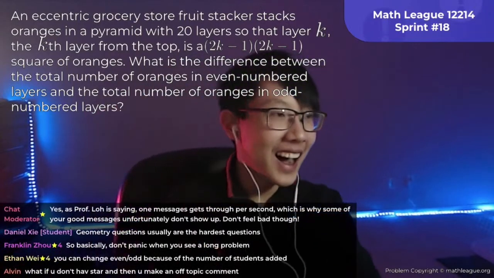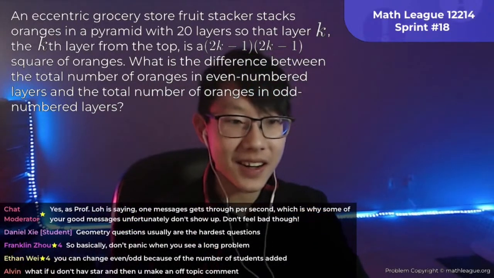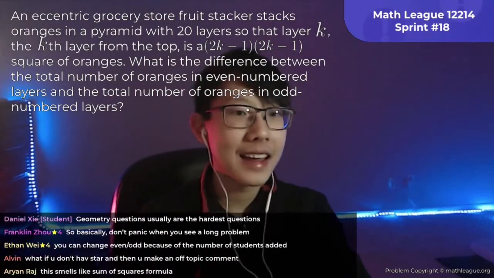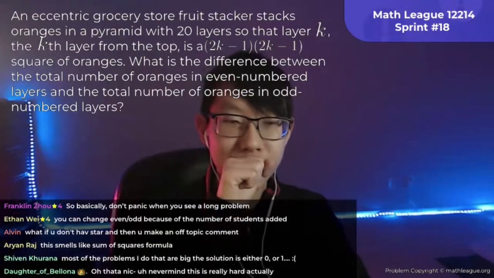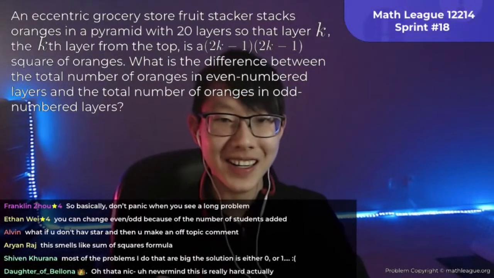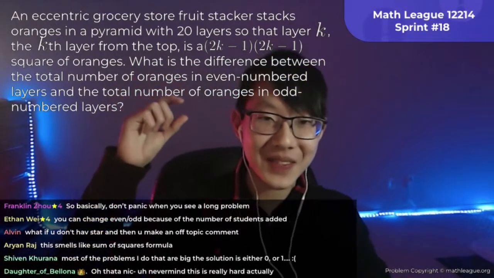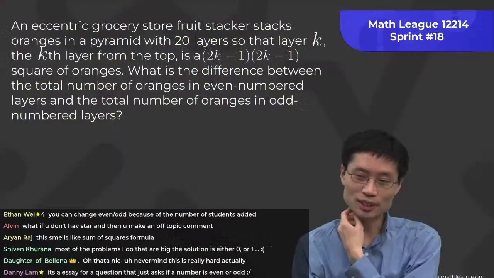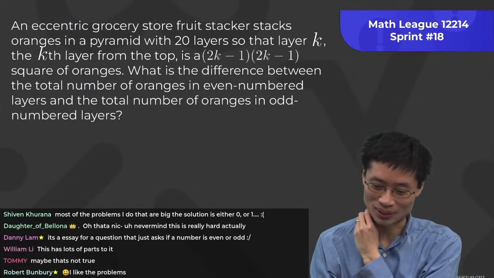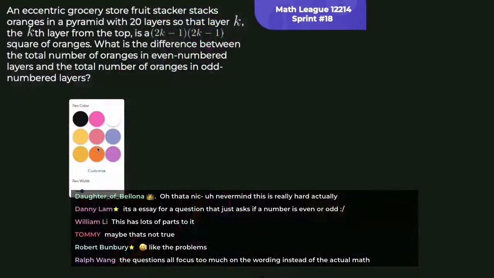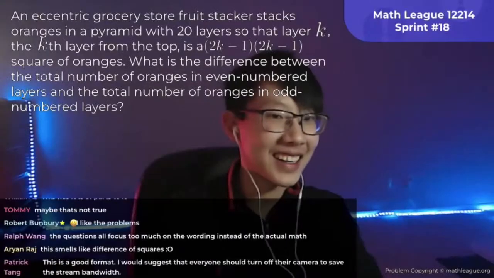All right, right away, let's just write out the first few layers. Layer 1, wait, does that mean it starts on layer 0? Because if the 0th layer from the top is 2k minus 1 squared, you'd have negative 1 oranges. It should start with 1, I think. Okay, all right.